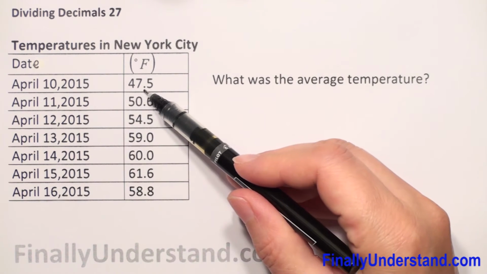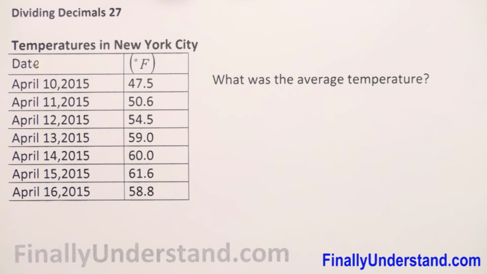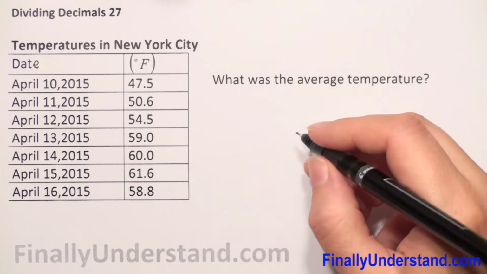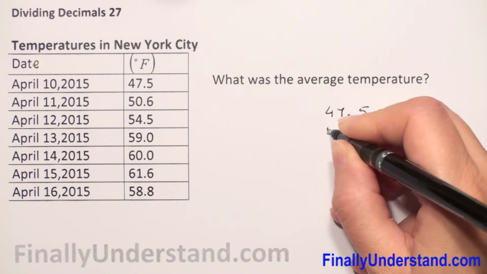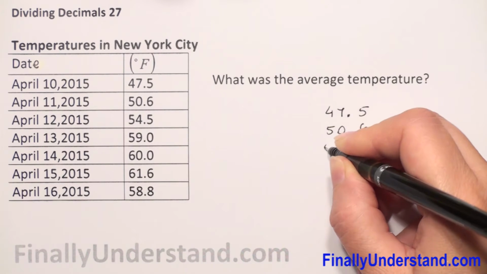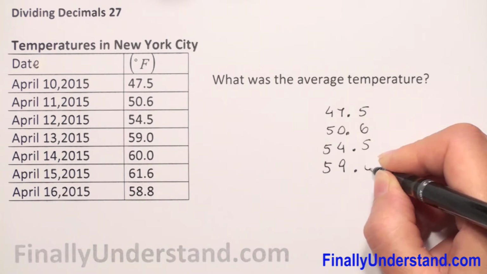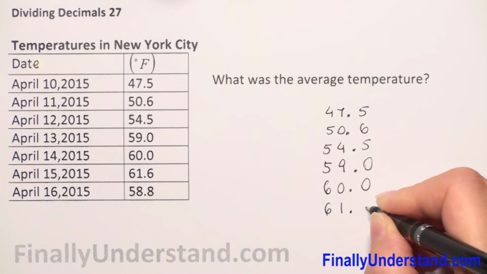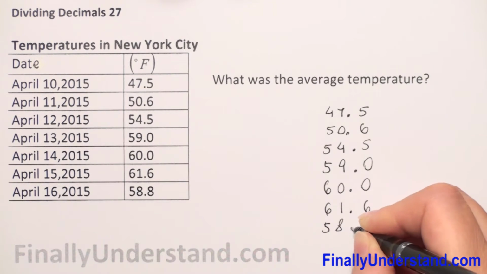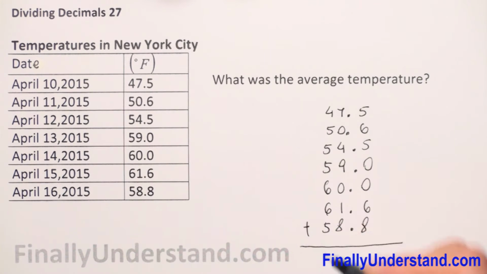Because here we have decimal points, we have to add 7 decimal numbers. So we have to align decimal points. So we have 47.5, 50.6, 54.5, 59.0, 60.0, 61.6, 58.8. We have to add these 7 numbers.